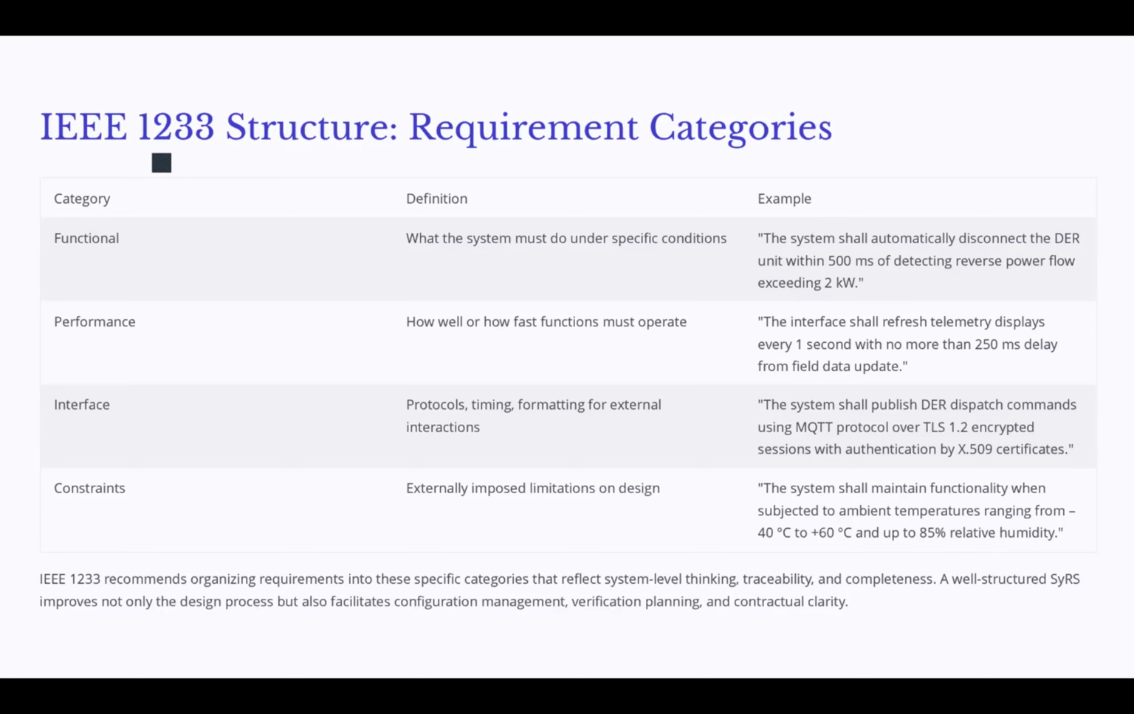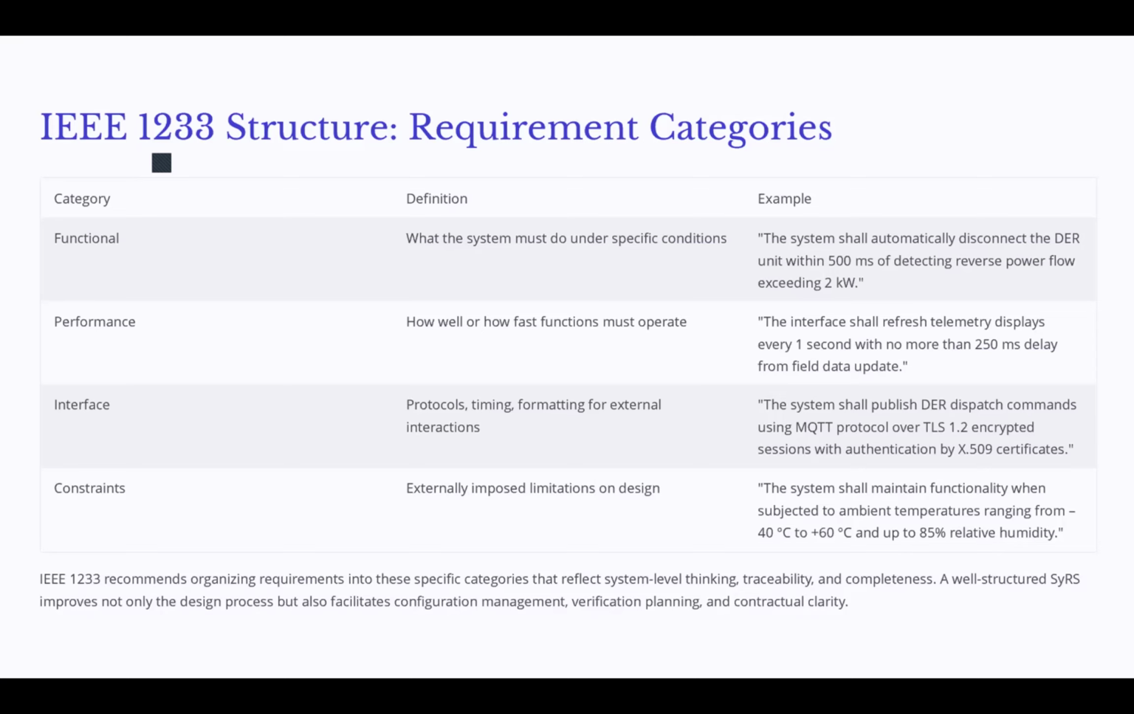For example, the system shall automatically disconnect the DER, distributed energy resources unit, within 500 milliseconds of detecting reverse power flow exceeding 2 kilowatts. So the function is precisely defined, and the condition of that specific delivery is also defined in that statement.